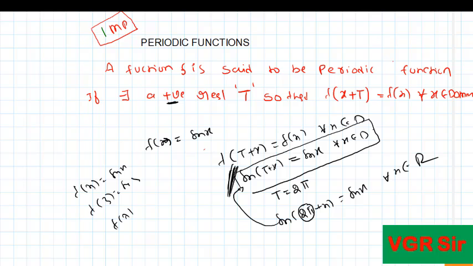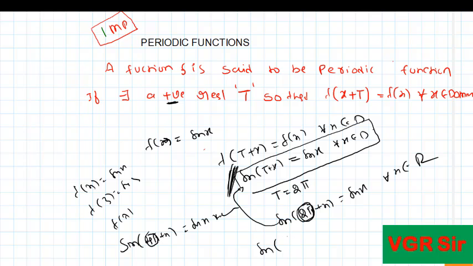Somebody will say, sir, instead of 2 pi I will write 4 pi. What happens? Observe here: sin of 4 pi plus x is again sin x only, for every x belonging to R. So another t exists here. One t is 2 pi, another t is 4 pi. That's why the sin function is a periodic function.